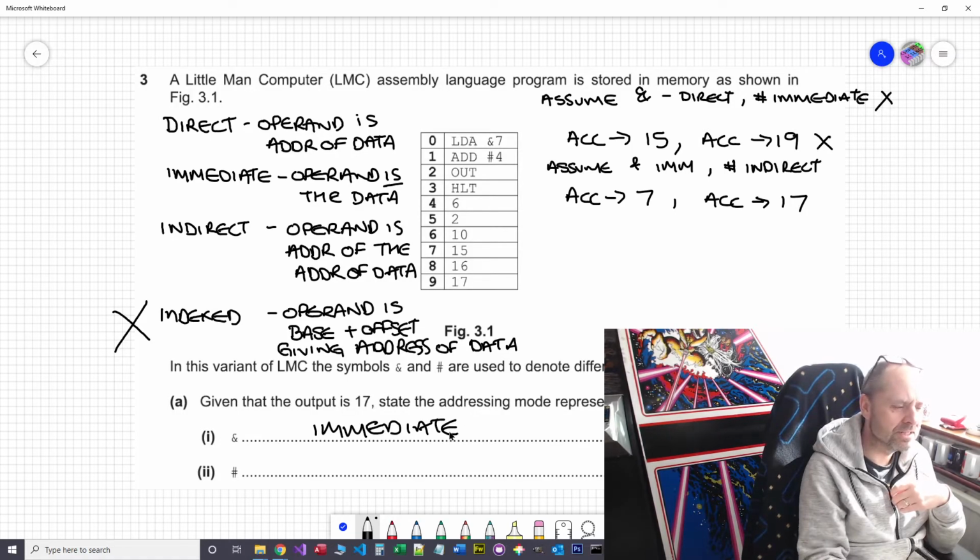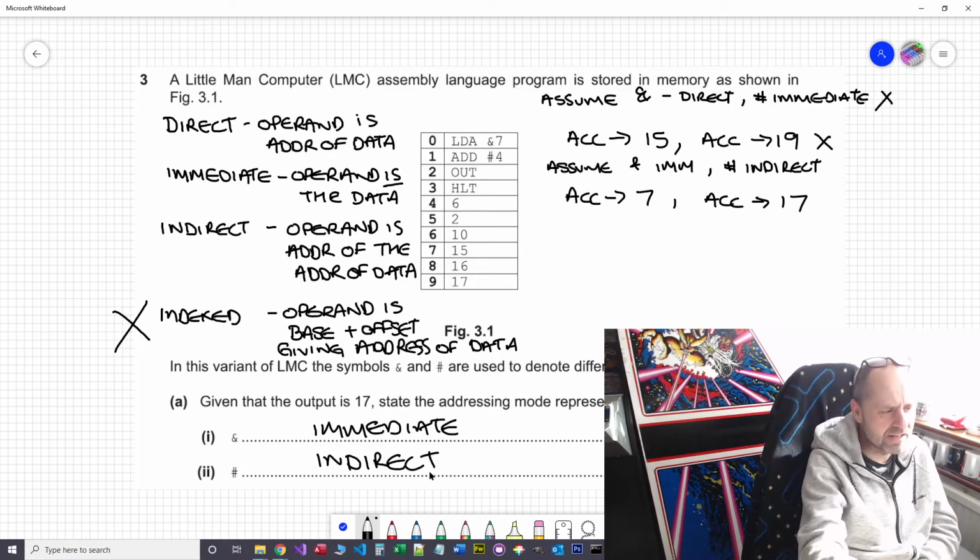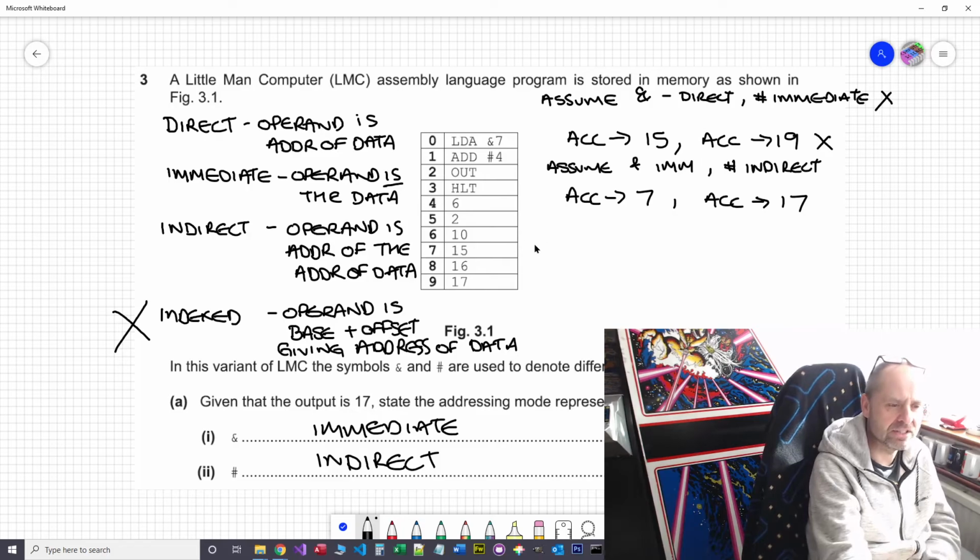Now you would hope that the exam board don't screw this up and make it possible to get 17 in another couple of ways. I'm just going to carry on and try the other addressing modes combinations. And then we're saying that that's indirect. Okay, so that was the answer. But let's just double check ourselves here. So we've done that one, and we've done that one and that one. So let's do direct and indirect.